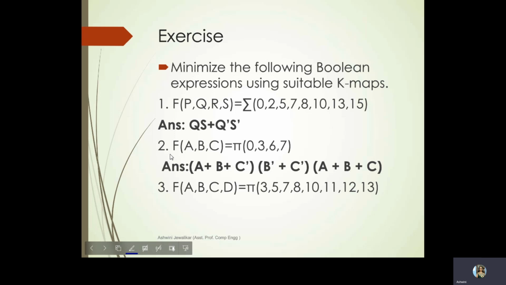In the second example, there are three variables, so we are going to solve this with a three variable K-map, and the answer is given in front of you. The second expression given is in POS form. The first expression given is in SOP form. Right, so we will see one by one. First, let's go for the first example of four variables.